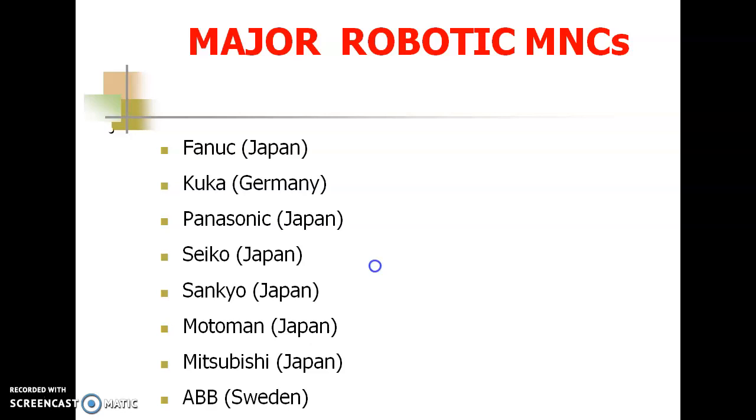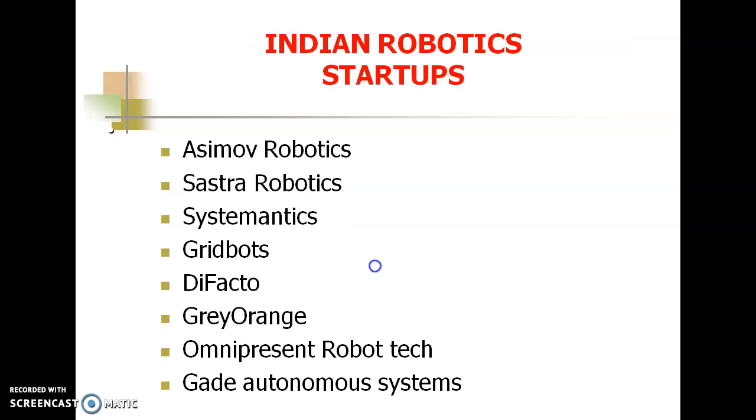So what about India? In India also, there are a number of robotic startups in recent days. Asimov Robotics, Sastra Robotics, Systematics, Gridbots, Difacto, Grey Orange, Omnipresent Robot Tech, Gear Autonomous Systems. All these robotic startups are for different applications. They are manufacturing robots. So these are some startup industries in India.